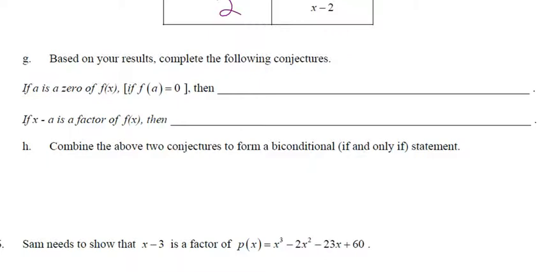Based on your results, complete the following conjecture. If A is a 0 of f of x, meaning that if f of A is 0, then X minus A is a factor of f of x.